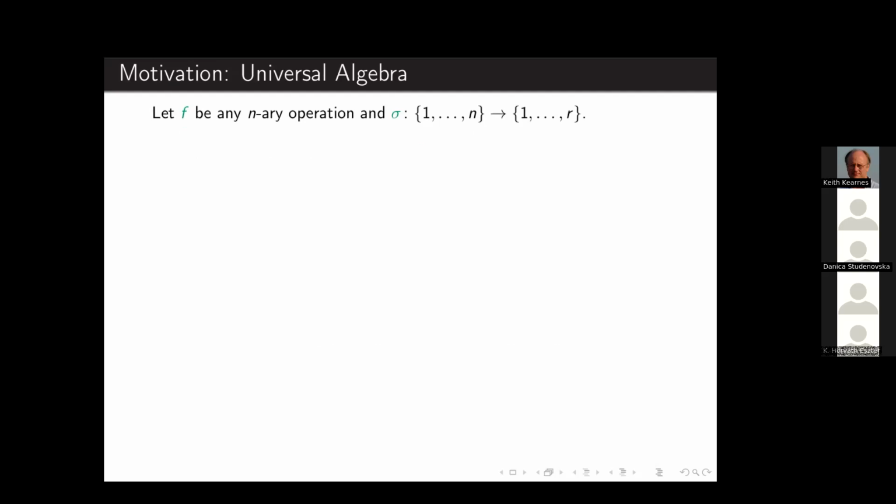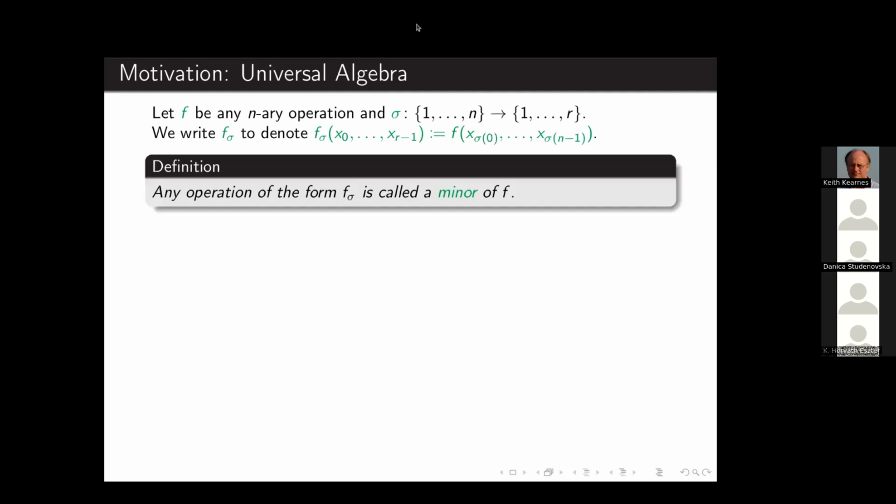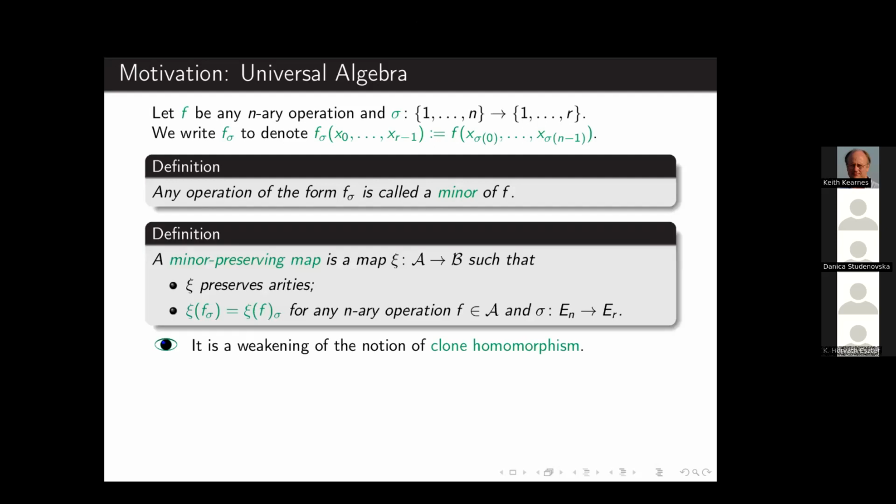So I want to define what a minor is, and please, Peter, you can go at least 2 steps. Exactly, whenever I have an operation F and a map sigma, I can define a new operation as it's written in the formula there. And every such F sigma obtained in this way, I will call a minor of F. And then I'm going to define a new notion of minor preserving map. Actually, this is not so new; it comes from 2015.